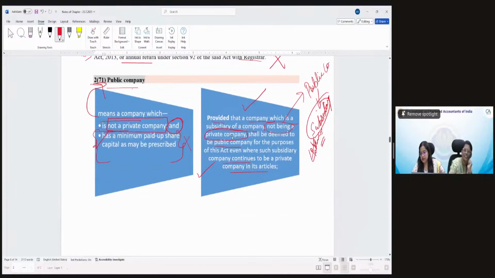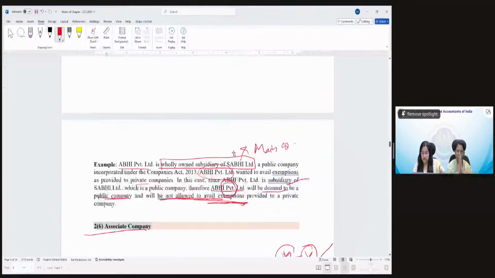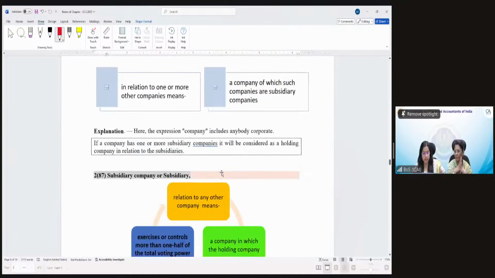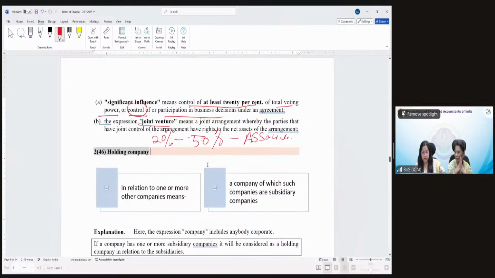Fiduciary capacity as such means a position of trust, where the relationship of trust is there. So that is known as fiduciary capacity. I don't know from where you are asking, but that is the meaning. It is there below, somewhere in the subsidiary company's definition.